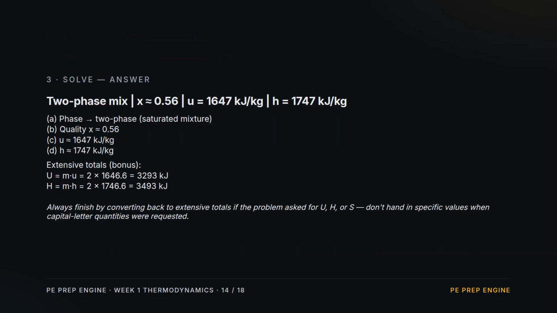Final answers. Phase. Two-phase saturated mixture. Quality about 0.56. u is 1,647. h is 1,747. If the problem asked for extensive totals, multiply by mass. U is 3,293. H is 3,493. Always convert back to extensive when the problem asks for capital letters. Handing in specific values when the grader wanted totals is a free miss.